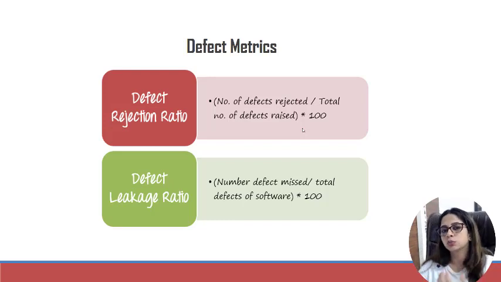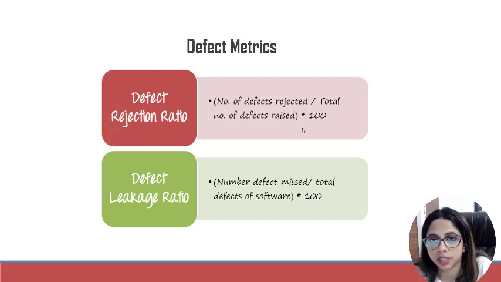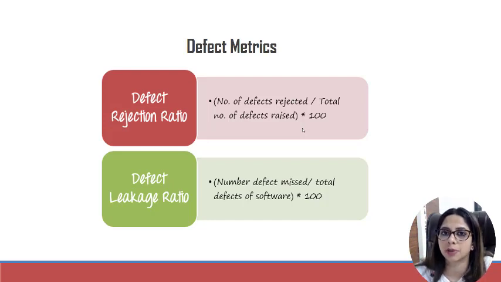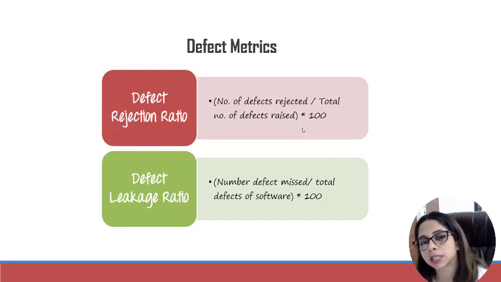These are the two metrics based on which the performance of the quality assurance team is calculated, and these two metrics ideally have to be 0 or minimum. So we'll repeat: defect rejection ratio is the number of defects rejected upon the total number of defects raised, into 100. Defect leakage ratio is the number of defects leaked by you or not raised by you upon the total number of defects present in the system, into 100. These two metrics have to be 0 or as minimum as possible. This measures the quality of the work of the QA and the testing team.